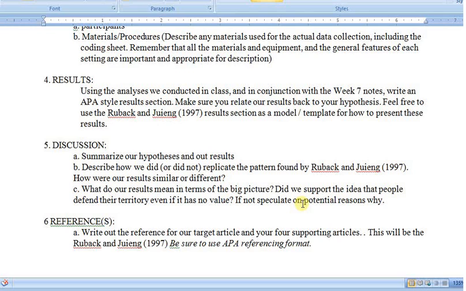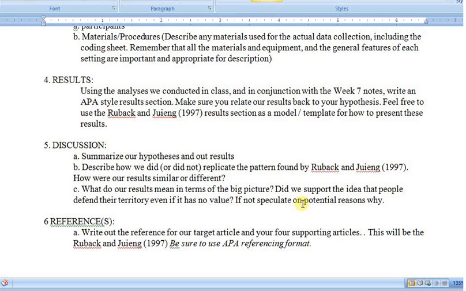Now, this group breakdown of work assumes that there are 4 people in the group. If there are 3 people in the group, then you will have to do 1 less article in the introduction. So you will only need to have 3 articles in your introduction plus the target article.